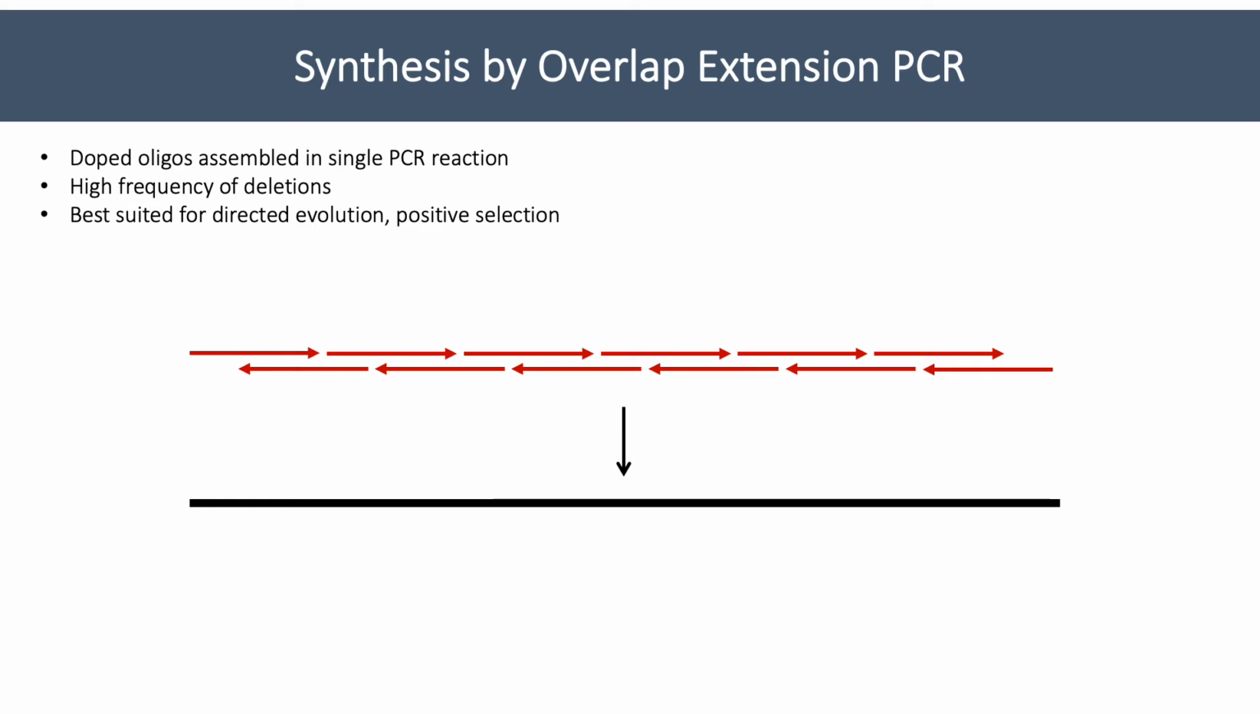Similar to the simpler assembly methods that I just mentioned, these can contain many deletions again, and they may be best suited for screening where you want to identify mutations or variants that convey a certain phenotype that you can easily pick up in a pooled assay, for instance.